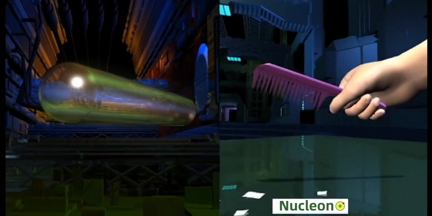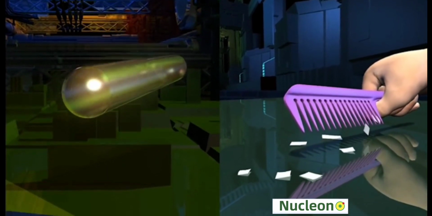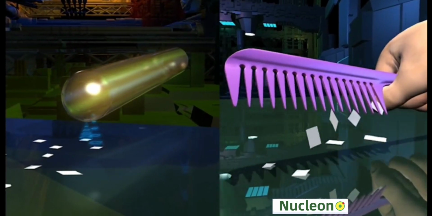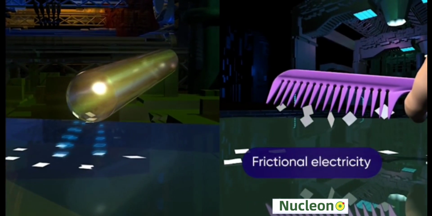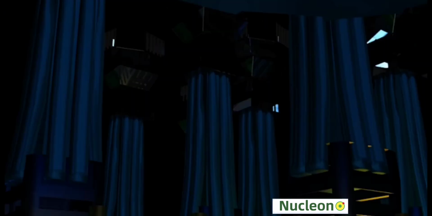The rubbed substances which show this property of attraction are said to have become electrified, and the electricity so developed is called the frictional or static electricity.